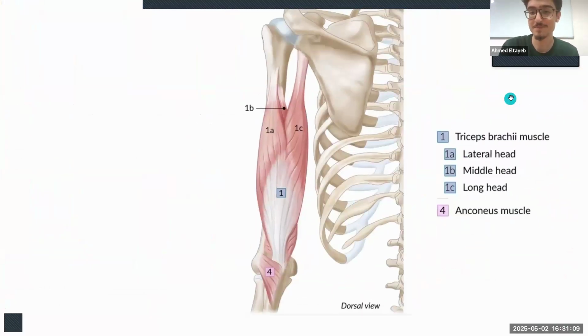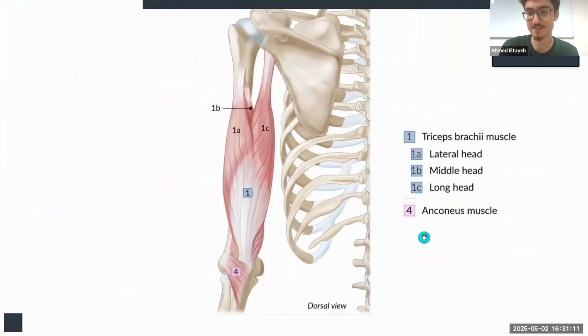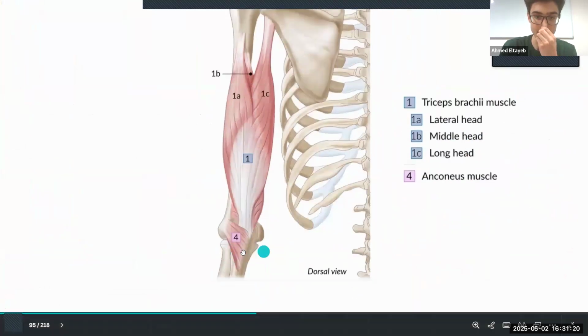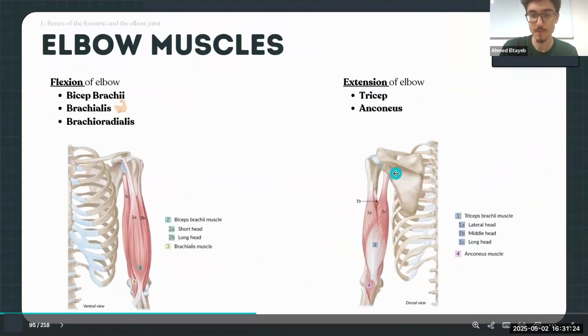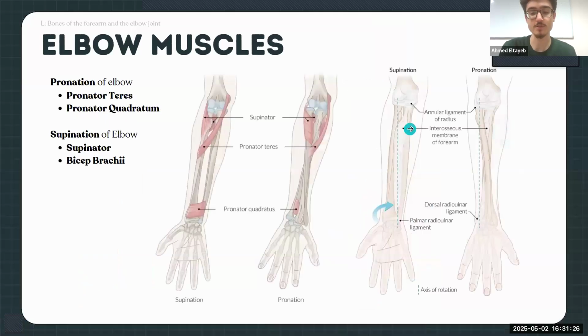Yeah. All right. So yes, anconeus is a weird muscle, guys. The triceps brachii muscle, you can see clearly the three heads over here, and even the anconeus, which is inserting over on the ulna. Tamam? So these are for extension, this is for flexion. We won't waste so much time on this, because it's a very simple concept.